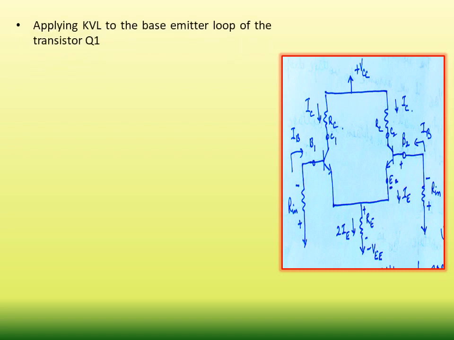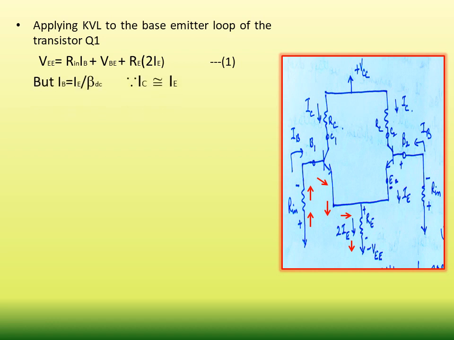Now for the analysis, we again draw the DC equivalent circuit of the dual input balanced output differential amplifier. Applying Kirchhoff's voltage law to the base emitter loop of transistor Q1, we can write the following equation: VEE equals RIN IB plus VBE plus RE 2E IE, as shown by the arrows in the figure.